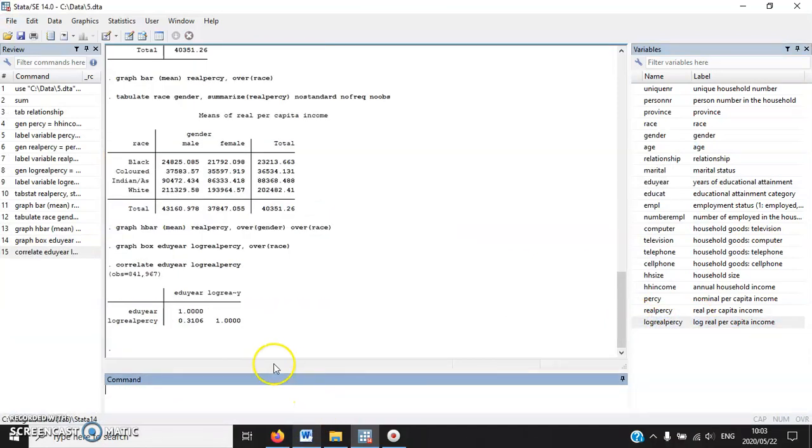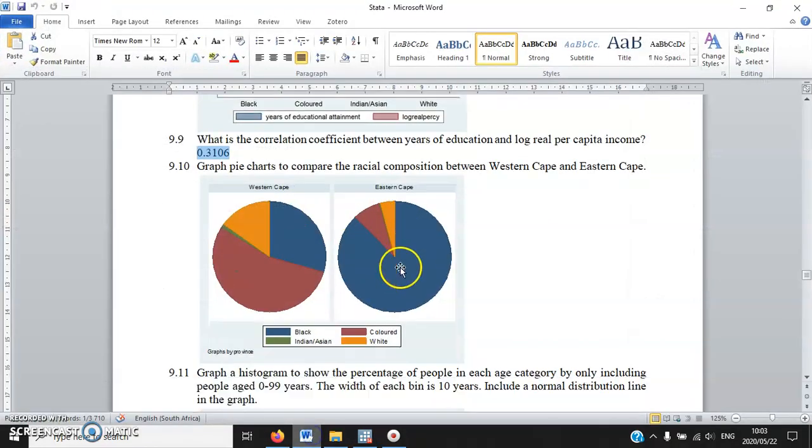Yes, 0.3106. So positive, but not a particularly strong relationship, but at least the direction is correct. Positive relationship, conforming to economic theory. I suppose you remember the human capital theory. The more educated the person is, the higher the earnings.